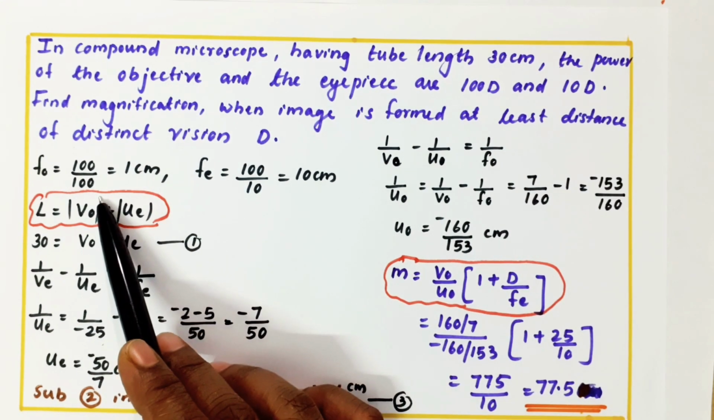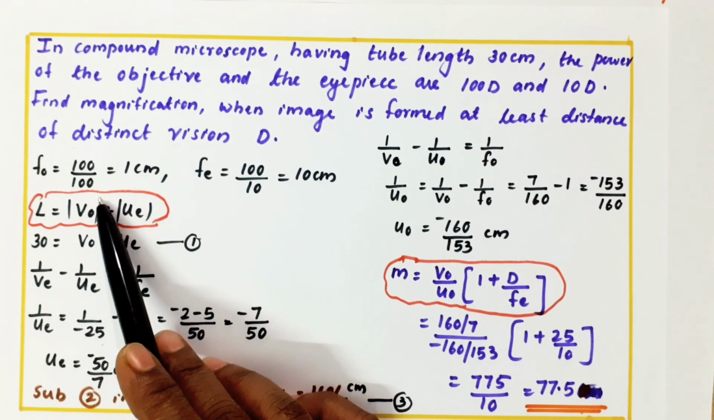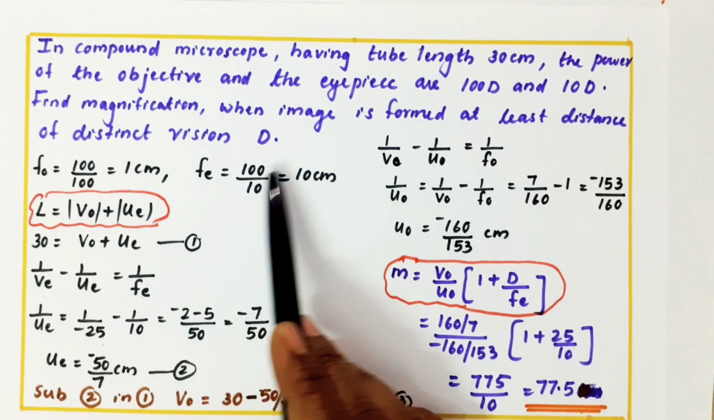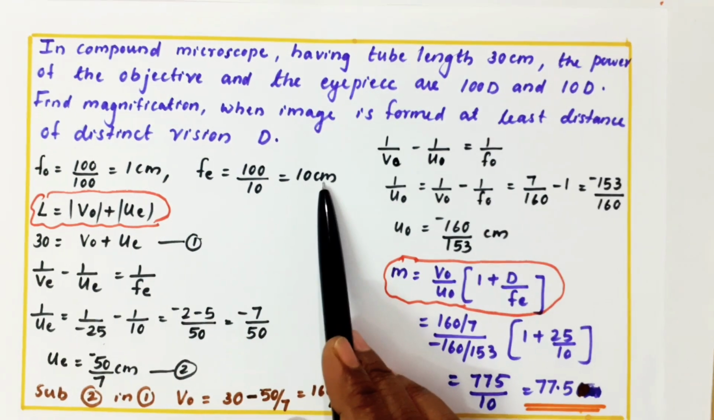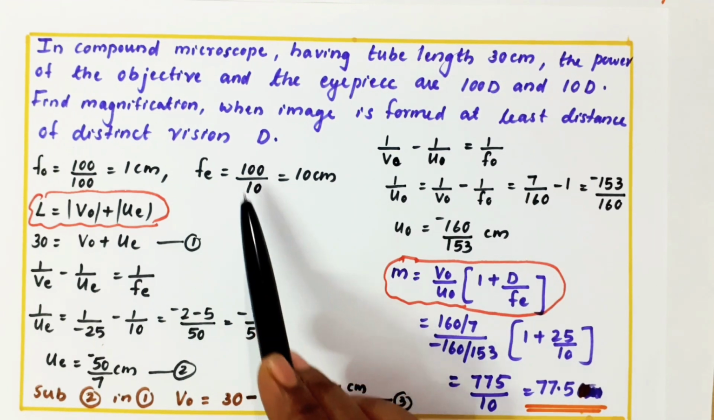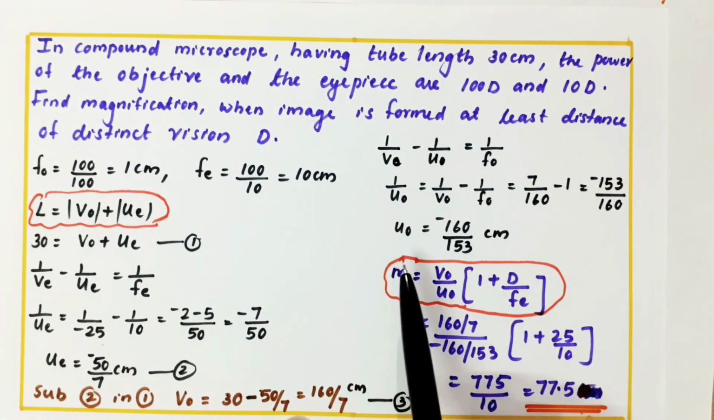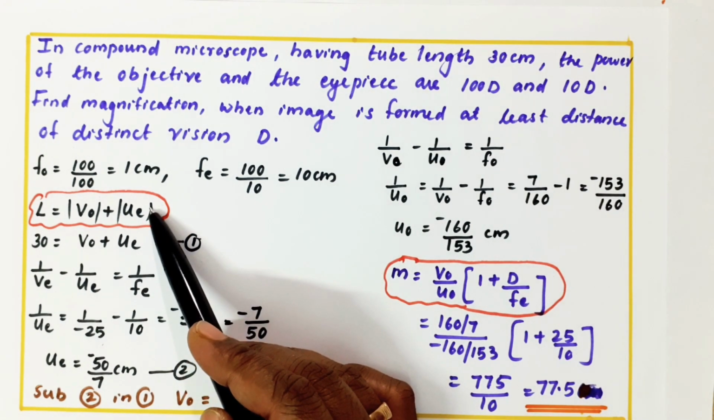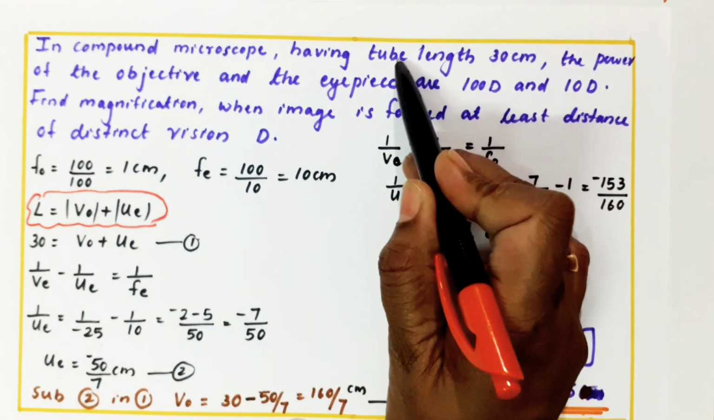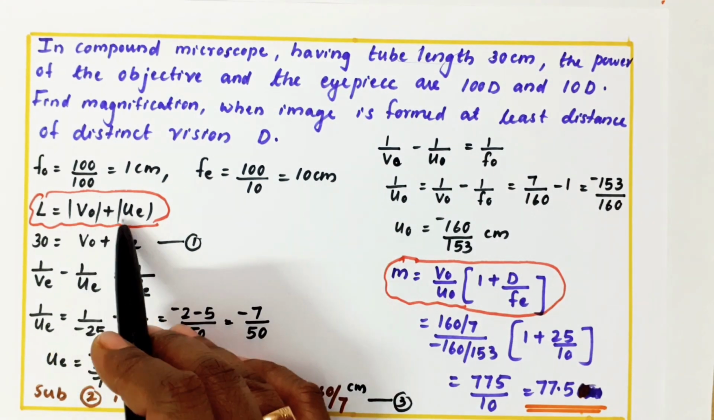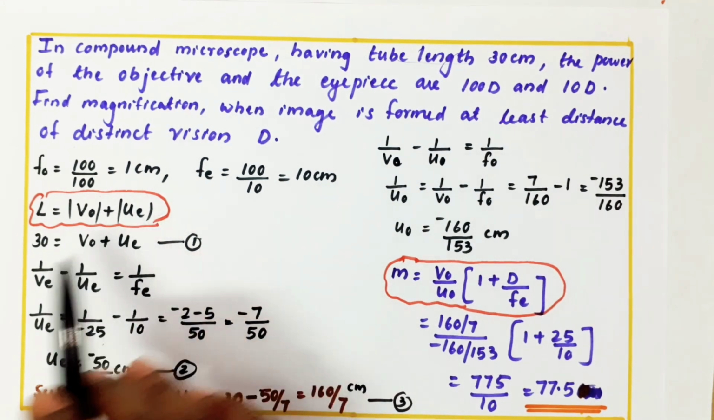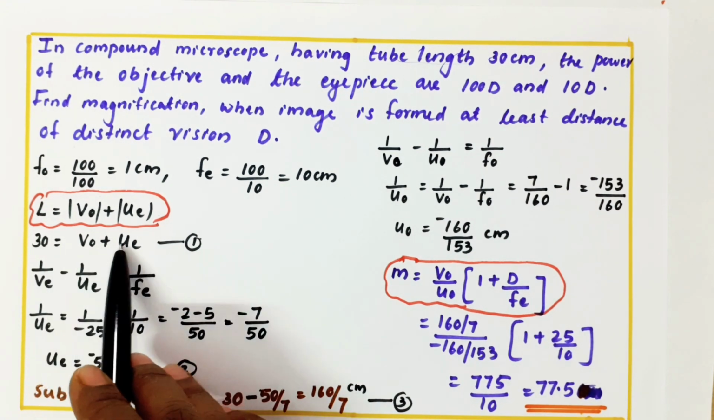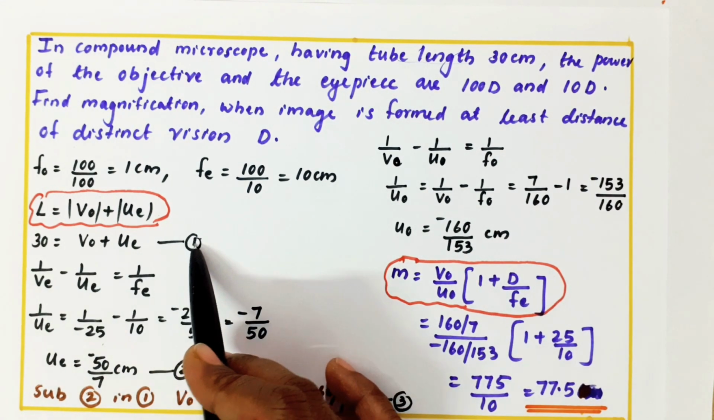FO is 100 by 100 because diopter I converted in terms of centimeter. FE is 100 by 10, that is 10. From where I got 100, I converted diopter in terms of centimeter. Then we know tube length. They gave it in the question, tube length, that is modulus of VO plus UE. Tube length we know. Other one I have written like this, equation number 1.